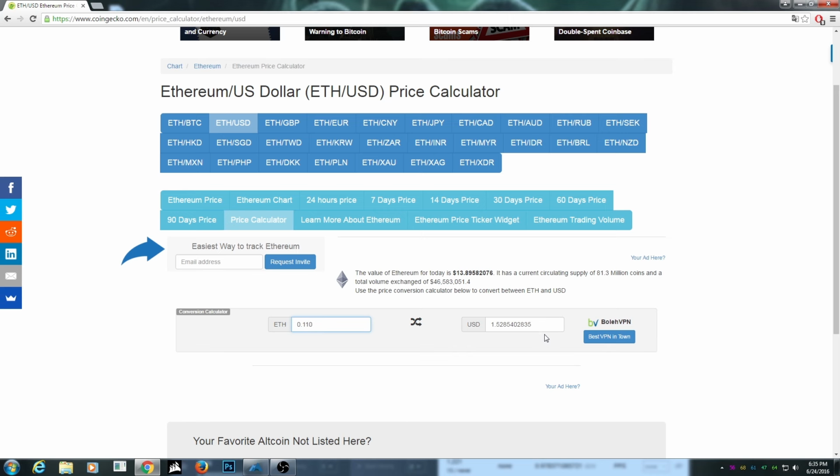Well, that equals $1.52. Well, that's pretty low. I don't know why, but apparently it's pretty low. No idea why. I think Ethereum is kind of low. It's $13.90. Well, that's okay for one day. Let's hope the following days are better.